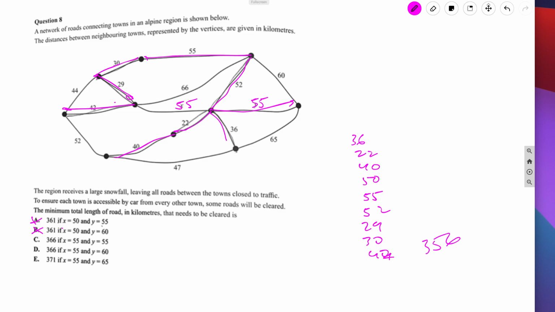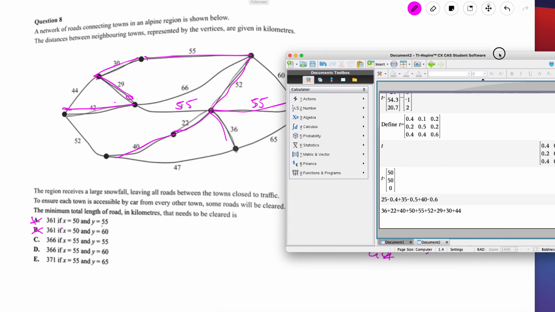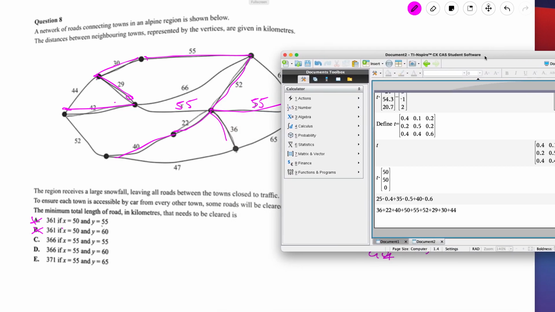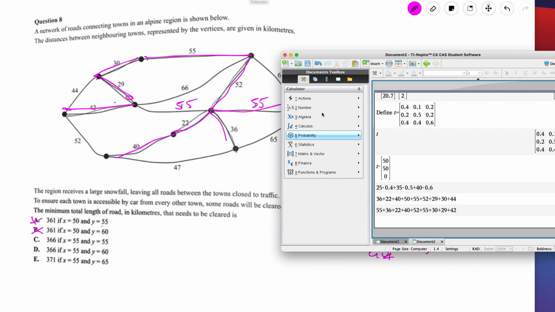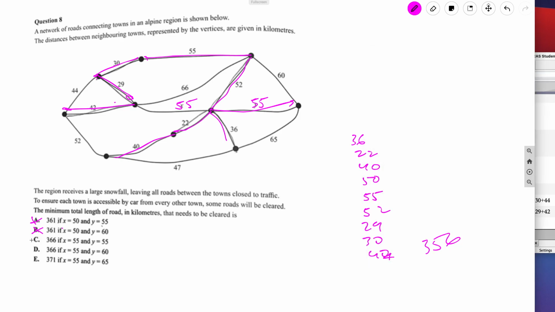So that one I'm definitely going to add up. So we've got, scanning along, I'll go right to left, 55 plus 36, plus 22, plus 40, plus 52, plus 55 along the top, plus 30, plus 29, plus 42. And I get 361 on that one there. So it didn't add to 366, that's interesting.